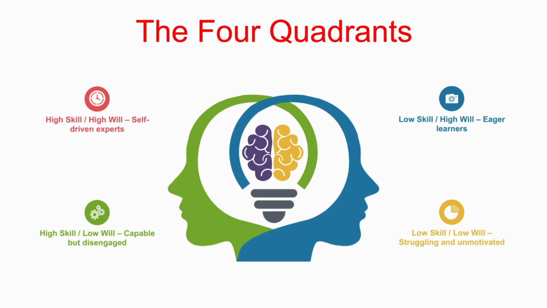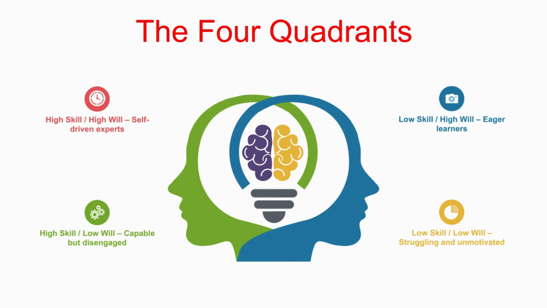So the four quadrants we just covered. So high skill, high will. That means the person is self-driven. They're experts. So we want to provide them with opportunities to lead within the group, lead within the classroom. That keeps them engaged throughout the process.